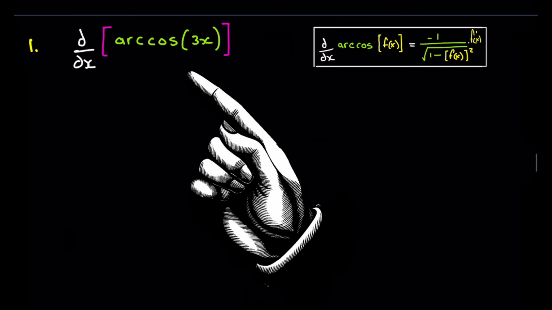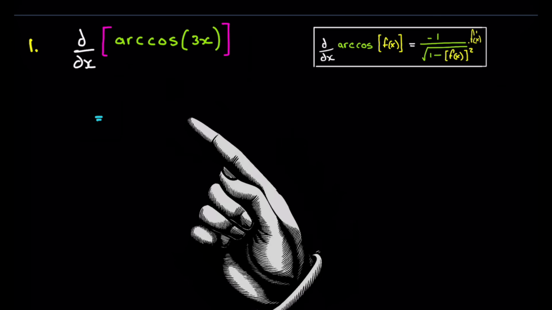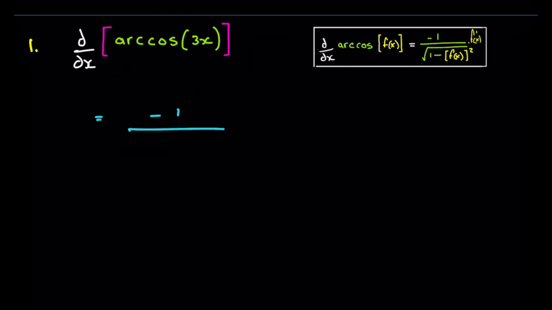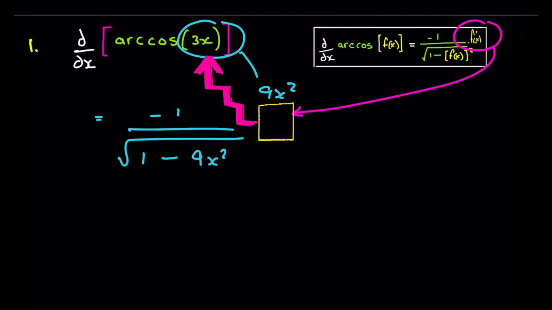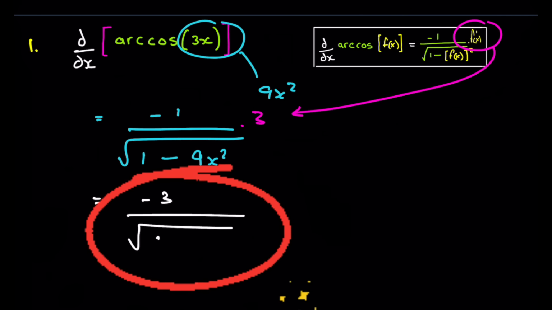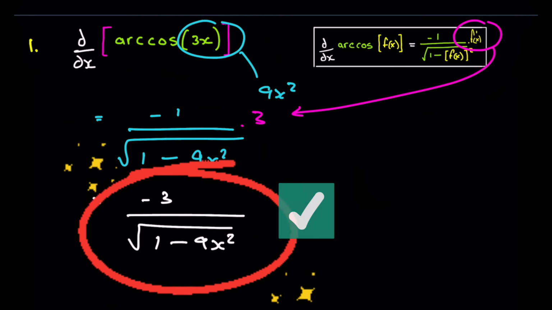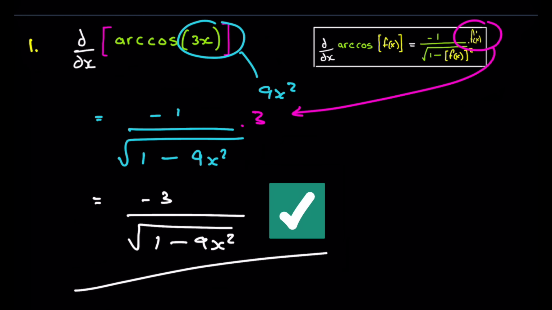Question 1, let's go ahead and do that now. So we're going to get -1 over root 1 minus, now 3x all squared is going to end up being 9x squared. So that'll be 9x squared here. And then we have to times by the derivative of f of x here. So this is going to be multiplied by simply 3. And the grand total then will be -3 over root 1 minus 9x squared. We can't go any further than that, so we'll leave it there.